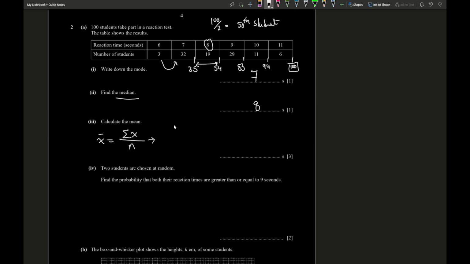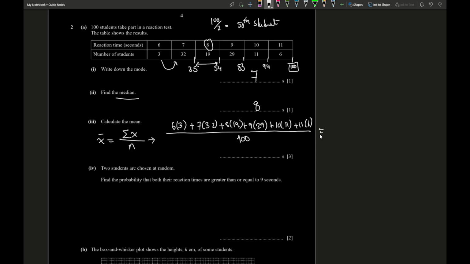So you'll do it as follows. You'll do 6 multiplied by 3, because we have reaction time 6 three times, plus 7 times 32, because we have reaction time 7 repeated 32 times. And you'll do the same thing: 8 times 19 plus 9 times 29 plus 10 times 11 plus 11 times 6. All of that is divided by the number of values we have, and because we have 100 students, n is equal to 100.